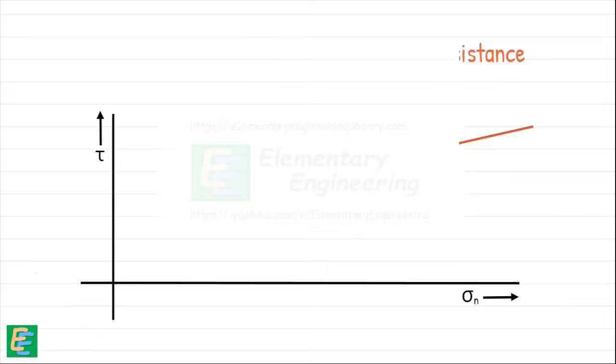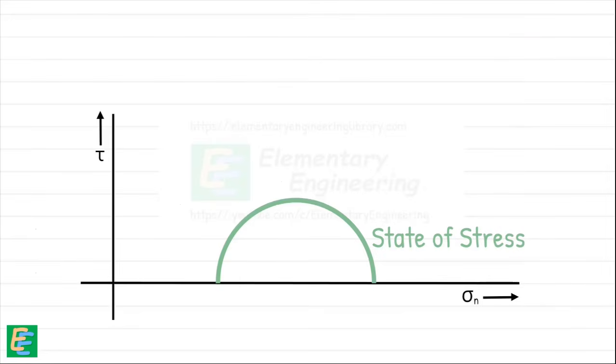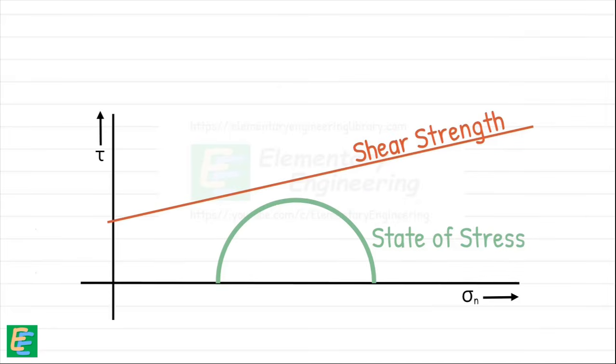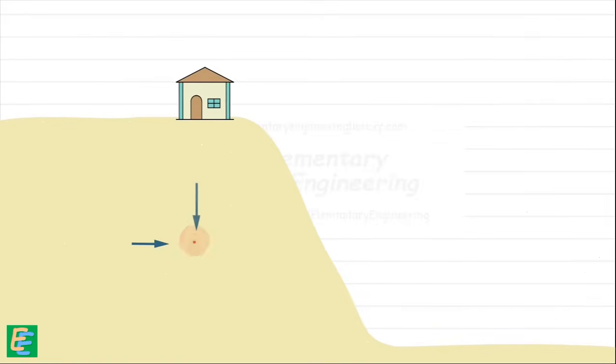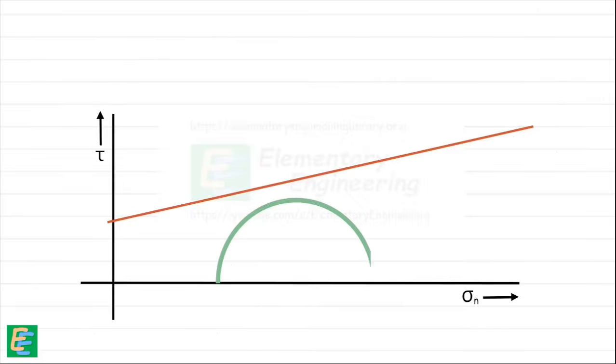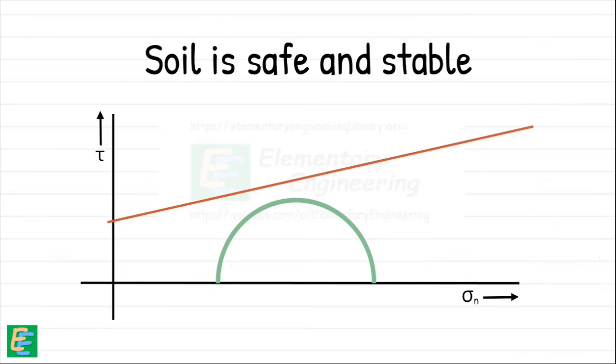From the Mohr-Coulomb theory, we can infer two key things. The Mohr circle represents the state of stress in the soil at a point, while the Mohr envelope represents the shear strength of the soil. If the stress at a point in the soil mass creates a Mohr circle that is entirely below the Mohr envelope, the soil is safe and stable. This means the stress is within the limits and the soil can handle it.